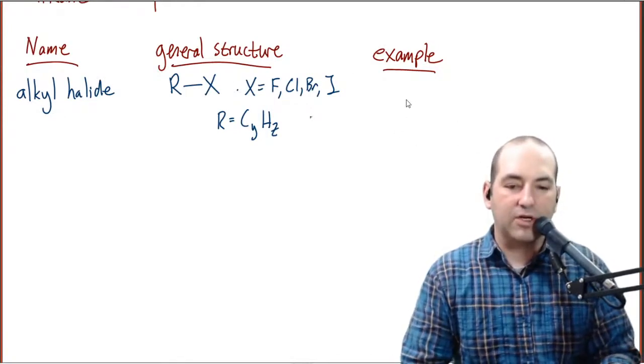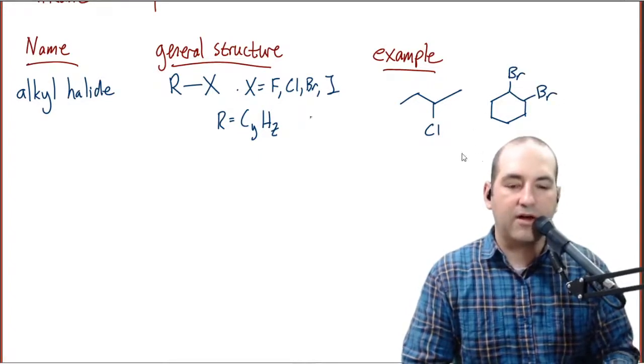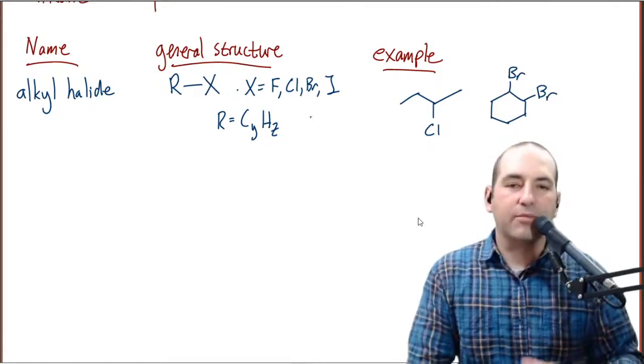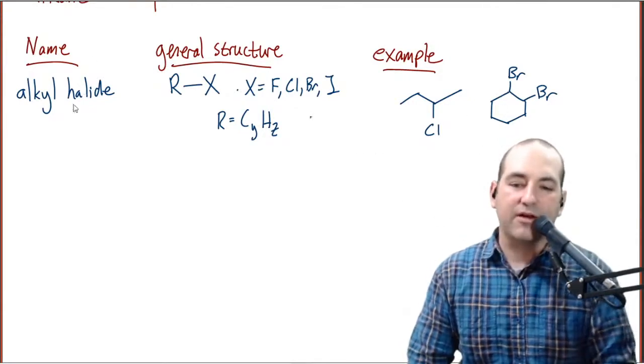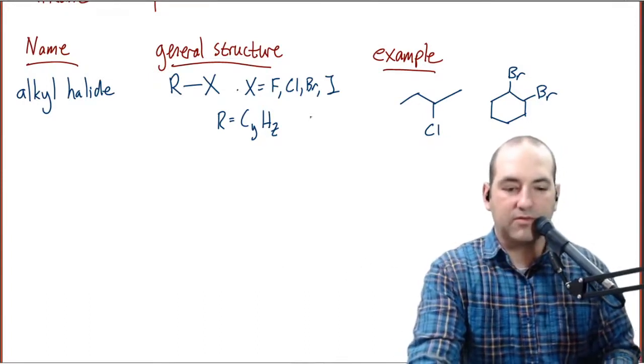So an example structure might look something like this. Or we could make a cycloalkane, since we just learned about those. We could have a couple different halogens on there. Well, in that case, they're both the same. But just any carbon stuff that also contains halogens on there is called an alkyl halide, and can do some special reactions because of that.